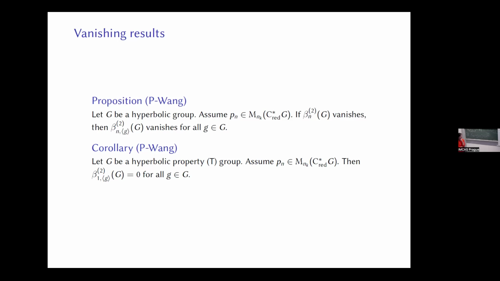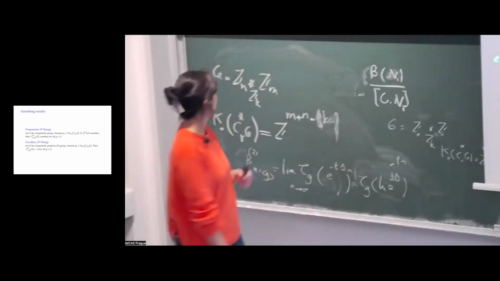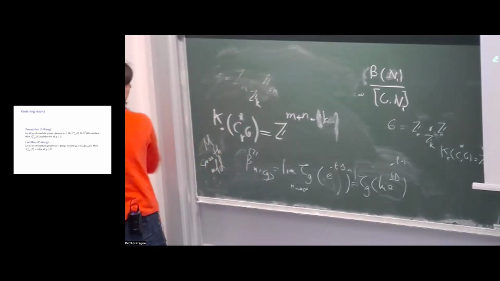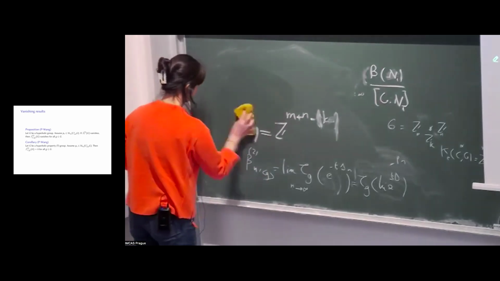Yes, when you say you assume Pn is in this matrix algebra, do you mean assume that Pn exists? Yes. That's a good question. It's not the case that for any group Pn exists. There are conditions guaranteeing that Pn exists, and that is the following.